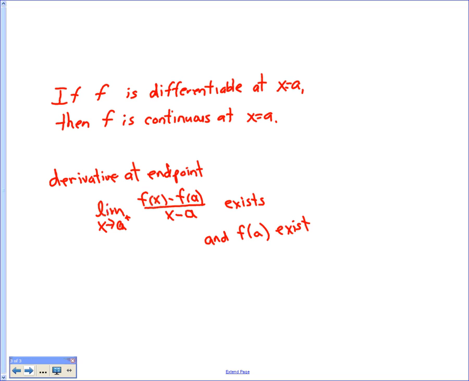Tomorrow we'll talk some more about derivatives, and we'll see how we can use our calculator to do numerical derivatives. In other words, find the value of the derivative for a particular numerical value of x.